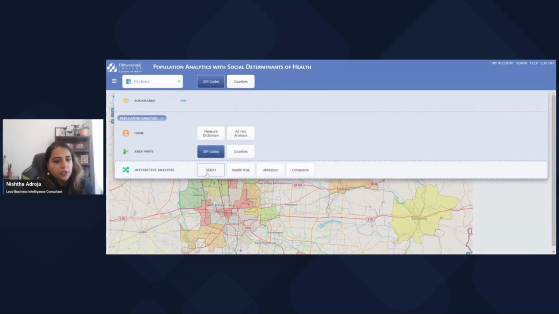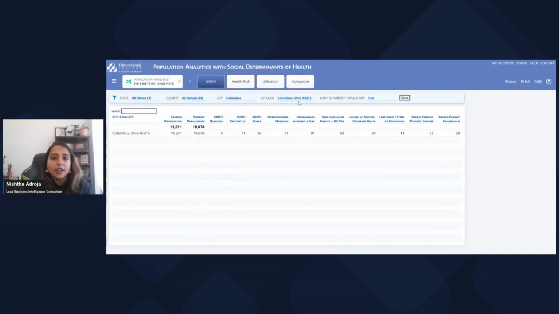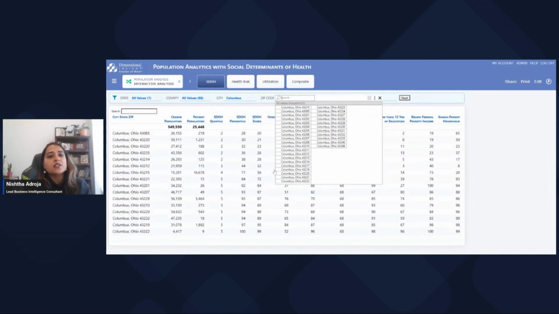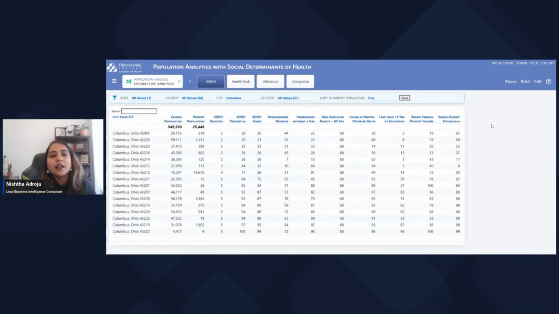The second set of pages that we have are interactive analysis pages. So these pages are basically designed to do analysis at different area levels. The theme for all these 4 pages is the same, where you'll have city, state, zip, the census population, the patient population, the quintile, and the percentiles.